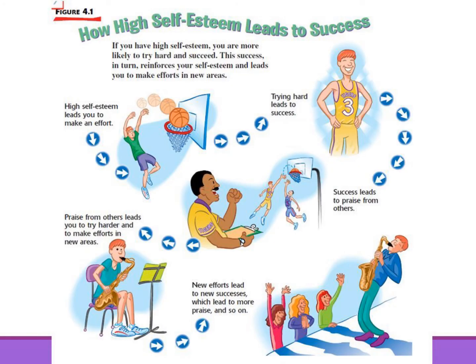This is a chart that kind of shows you that unending or continuous cycle of how high self-esteem leads to success. So when somebody has a high self-esteem, it leads them to make an effort. Trying hard leads to success. Success leads to praise from others. Praise from others leads that person to try harder to make efforts in new areas, so it continues over into another aspect of their life. New efforts lead to new successes, which leads to more praise, and so on. So it's kind of this continuous cycle that goes around and around.